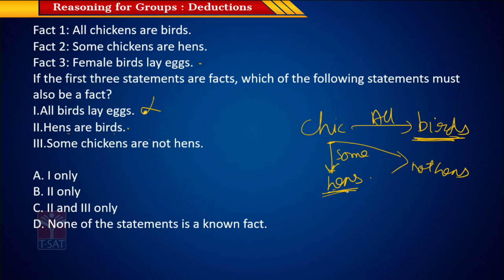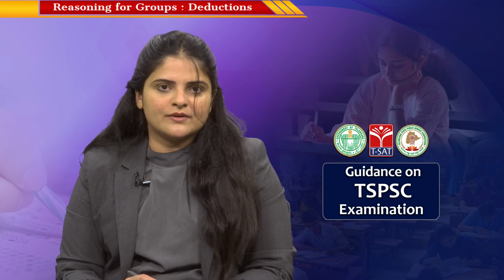Either they can be hens, or they are hens, or they are not hens. So if some chickens are hens, then some chickens are not hens. So these two are also facts based on these three facts. So statements 2 and 3 are definitely facts. Let's look at the next question now.